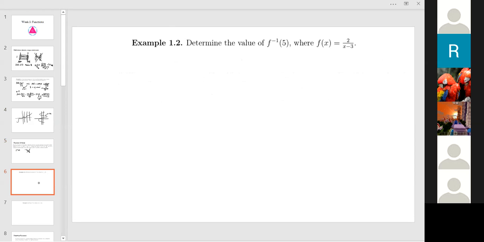So now we look at the following example. So we want to determine the value of f inverse of 5, where f of x is equal to 2 over x minus 3.